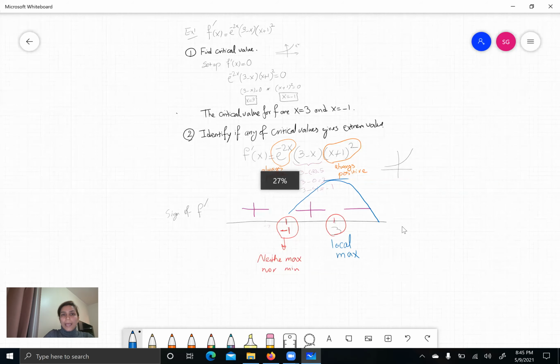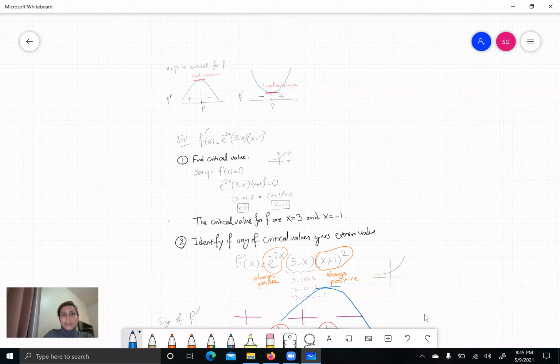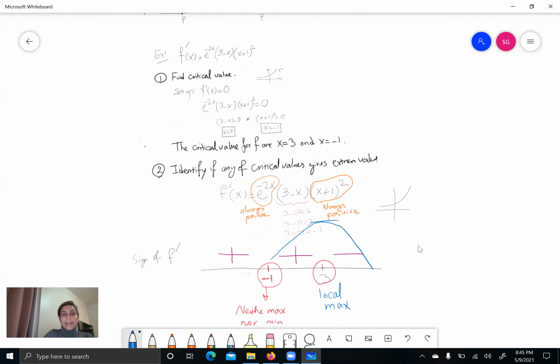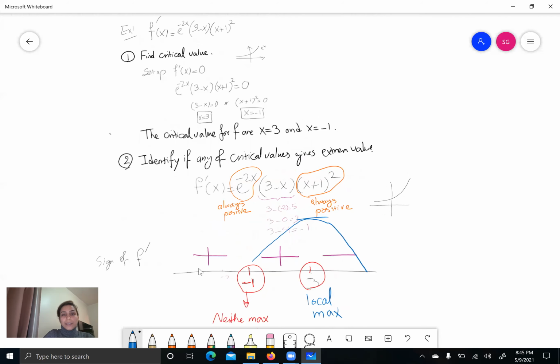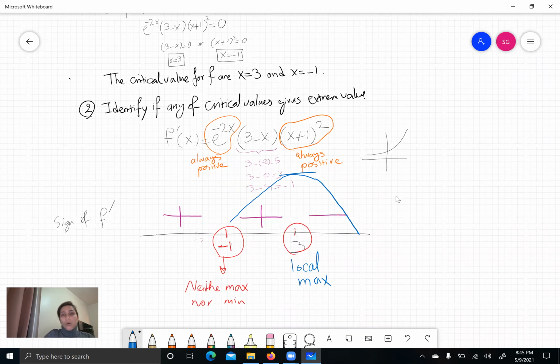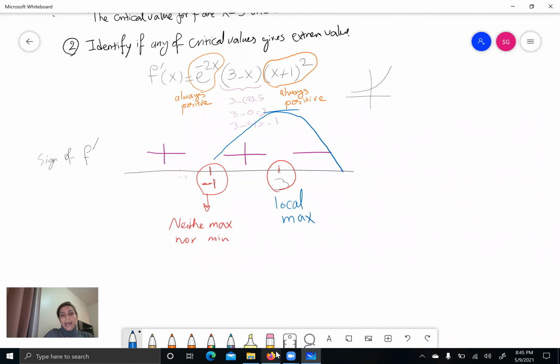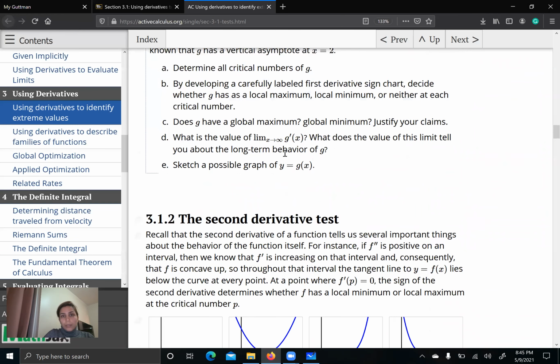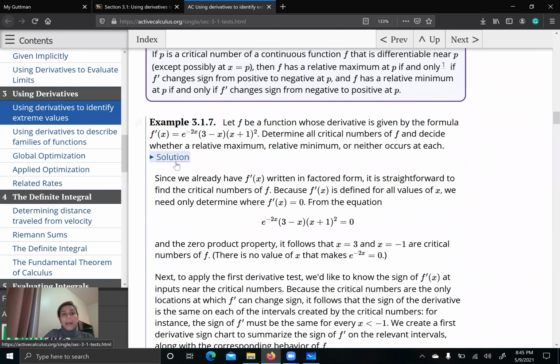This is the way that we use the first derivative test. We first find the critical points, and then we look at the sign of the first derivative around those critical points. If there is no change in the sign, that's not an extreme value. But if you see a change in the sign, that is going to be a local extreme value, and depending on the change, it could be a max or a min.